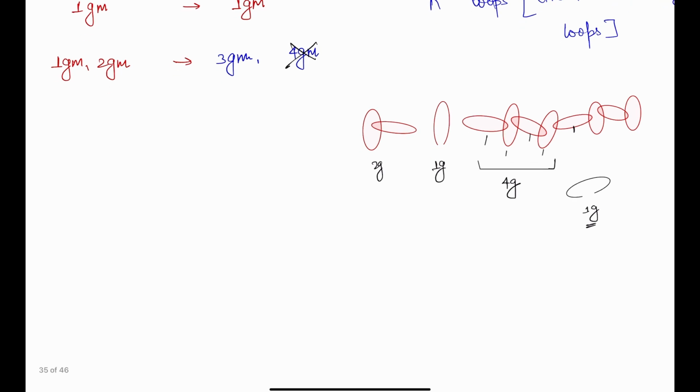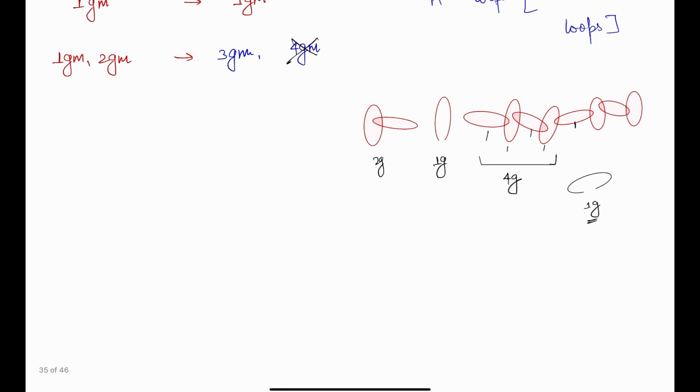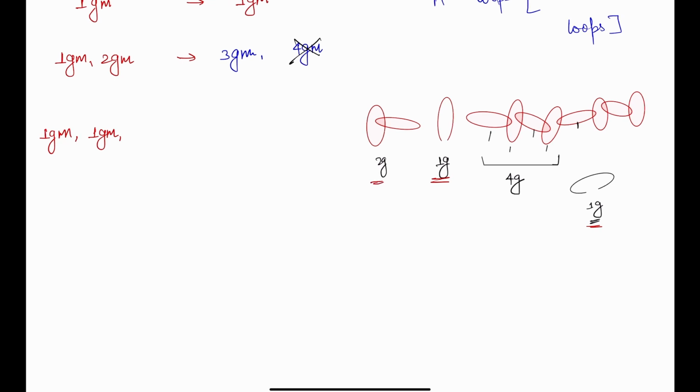So now what are the things we have? We have 1 gram, right? This 1 gram, second 1 gram, then 2 gram, and then 4 gram. So till what we can measure? We can measure till 8 gram. What we cannot measure is 9 gram. 9 gram is what we cannot measure.